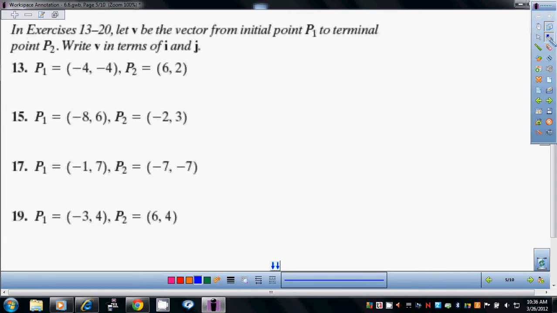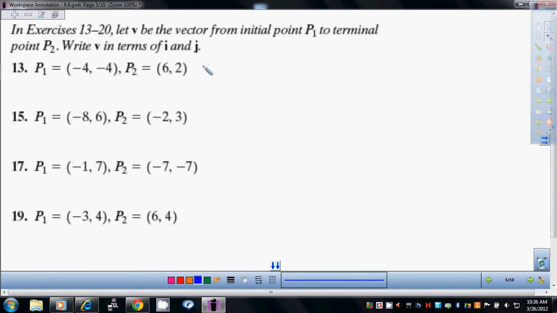All right, let V be the vector with initial point P1, terminal point P2. Write V in terms of i and j. So all they want here is the i and j equation. So if it starts here and ends here, who could tell me how many units it's going right or left by raising your hand? Kim, how'd you get that?